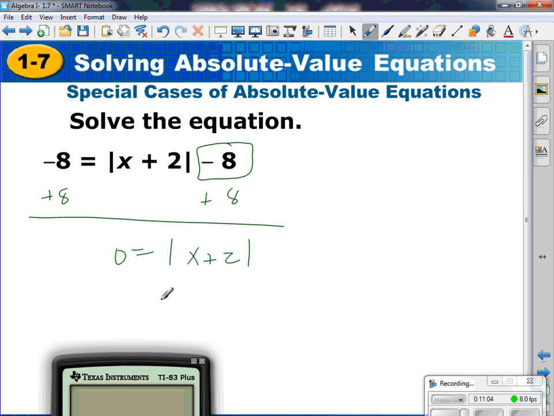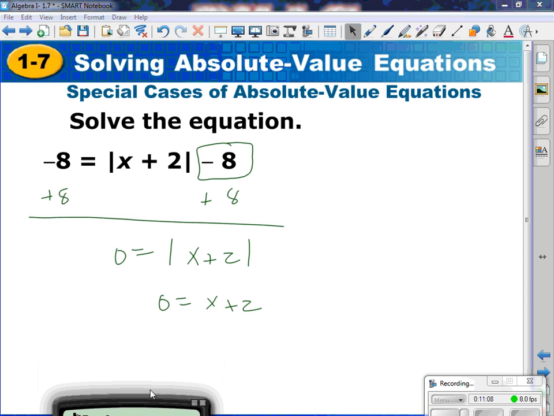which there's no negative 0. So what this really means is 0 equals x plus 2. The absolute value means nothing in this problem. Subtract the 2, like some of you said. Subtract the 2. X is negative 2. That's your answer. This one only has one answer because it was equal to 0. When it's equal to 0, you only have one answer. If it's equal to a number, it's equal to 2. Do you understand the differences now?